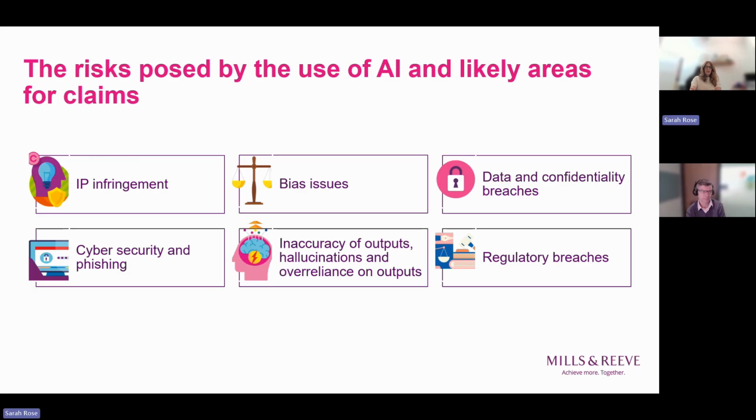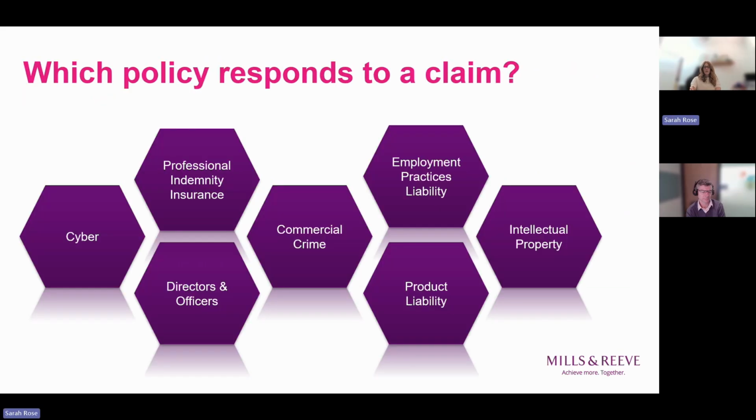So finally, I wanted to move on to coverage and touch on the issues that might arise if we see claims coming through from the use of AI. So the first question is, what type of policy might be engaged? Well, most professional firms hold a range of policies that could be triggered by AI-related claims, and there are some examples on the slides here.